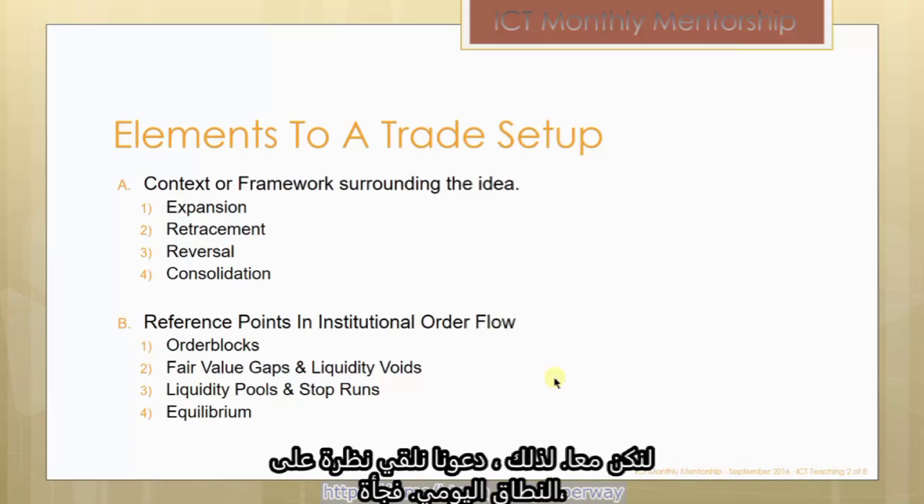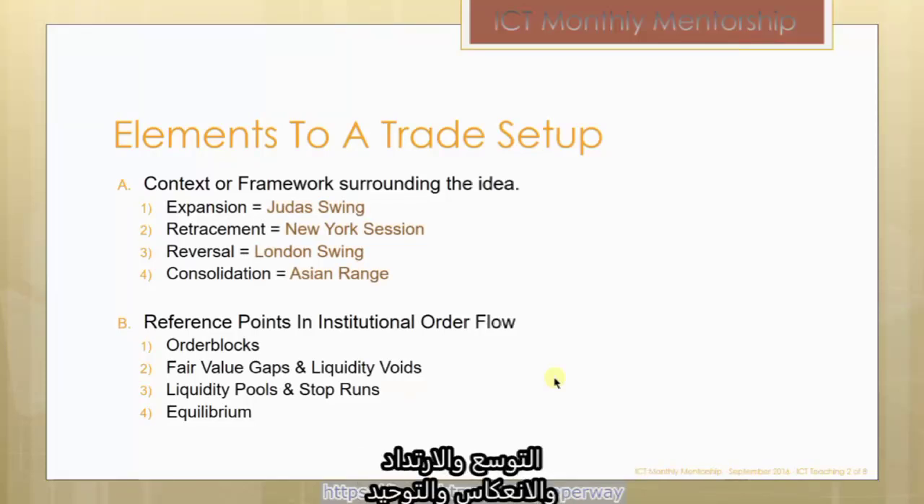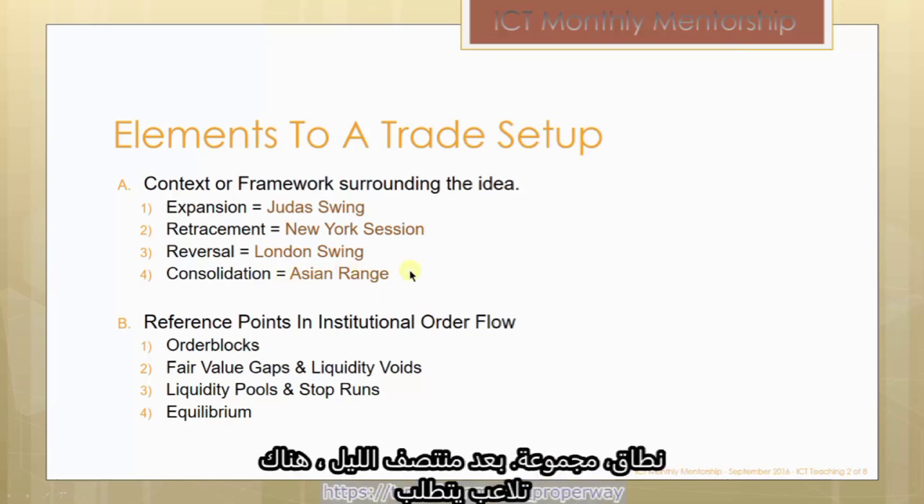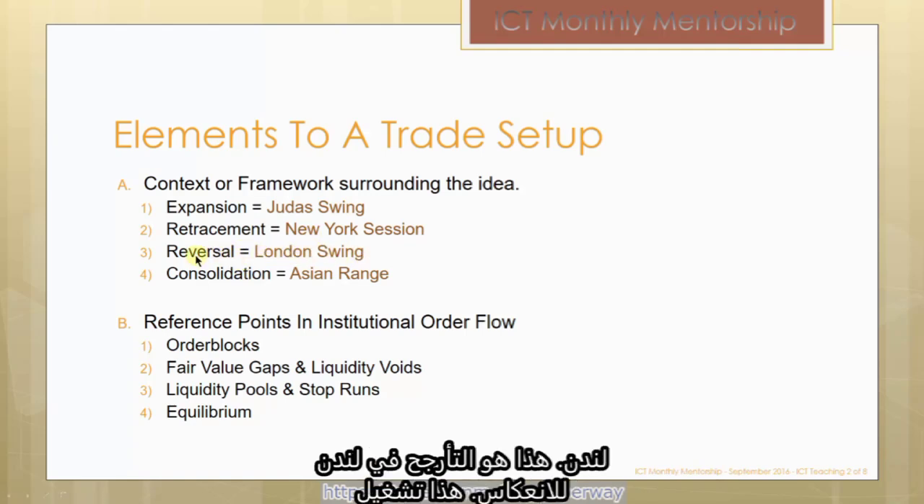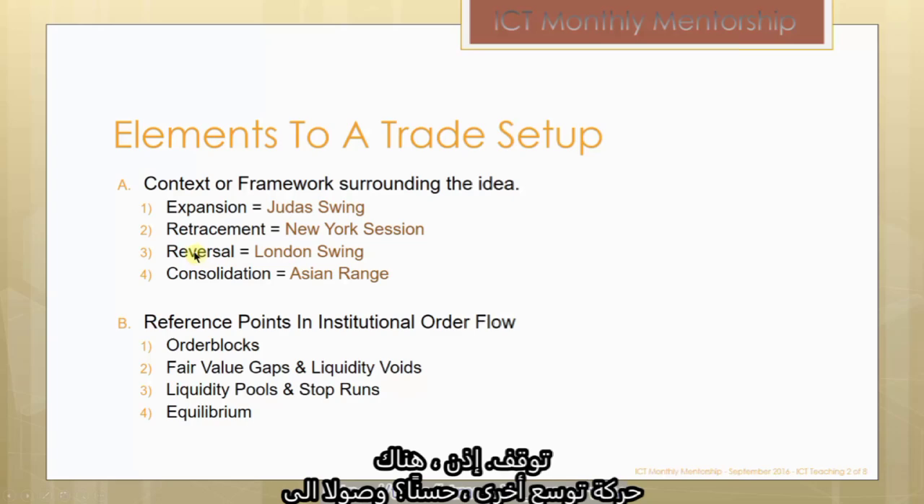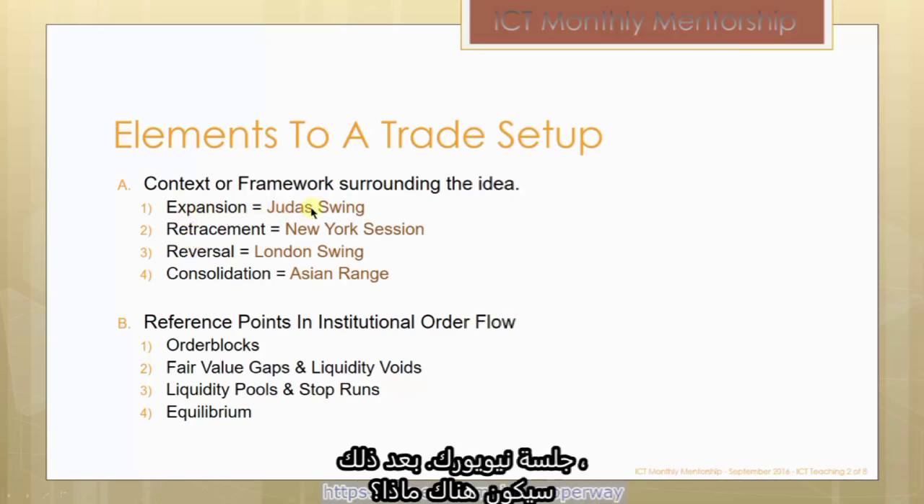So let's look at the daily range. Suddenly expansion, retracement, reversal, and consolidation mean something. Every day starts with consolidation, the Asian range. After midnight, there's a manipulation that takes place. That's expansion. It's coming in the form of a Judas swing. What is it doing? It's making the higher low in London. That's the London swing. For a reversal, that's a run on stops. Then there is another expansion move down into the New York session.